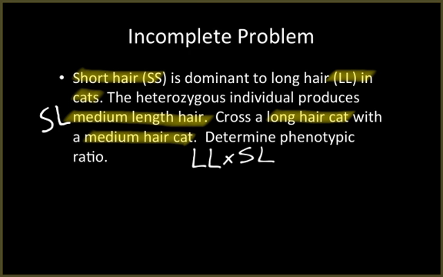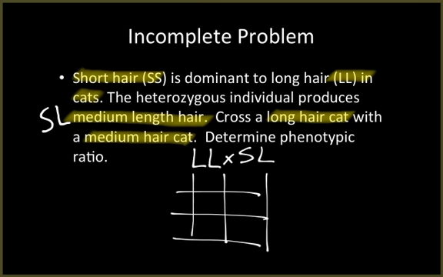Now that we've determined the phenotypes and genotypes of our parents, let's determine our offspring by drawing out a Punnett square. Again, place the alleles in the proper place and cross them.